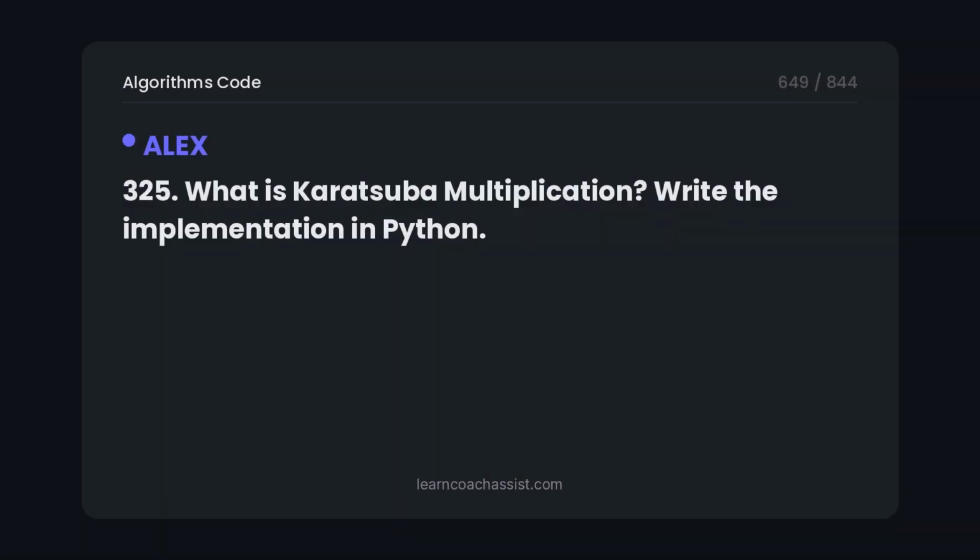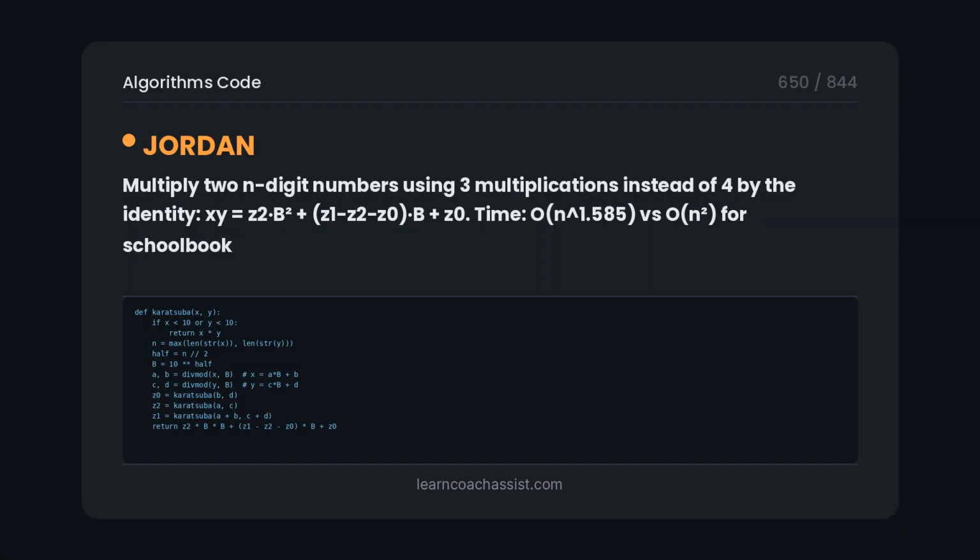325. What is Karatsuba multiplication? Write the implementation in Python. Multiply two n-digit numbers using 3 multiplications instead of 4 by the identity xy equals z2 * b^2 + z1 * b + z0. Time O(n^1.585) versus O(n^2) for schoolbook.